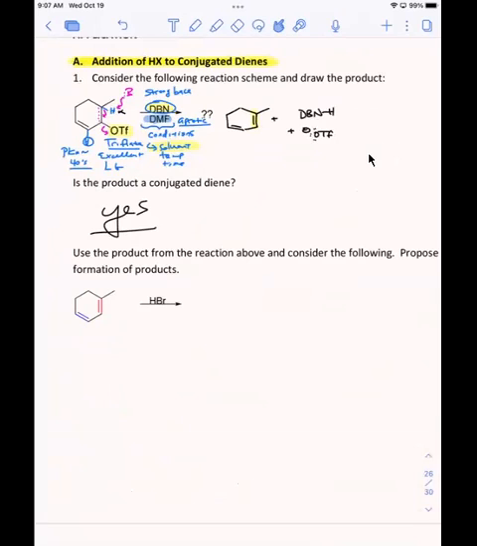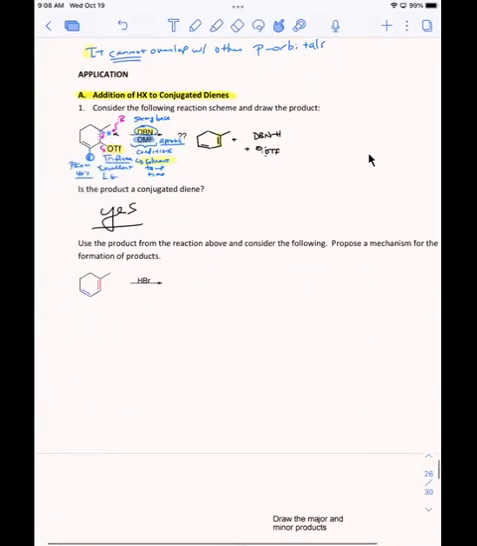All right. So we're gonna work through this example down here, and keep in mind anytime you do addition to a conjugated diene, both alkenes are equally susceptible to reaction. So you have to think about this in terms of which alkene is reacting. So we're going to take this first problem right here. It says use the product from the reaction, which we did the other day, and propose a mechanism for the product formation.